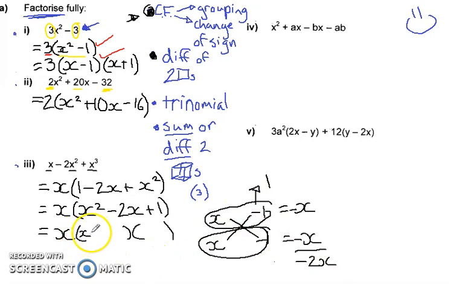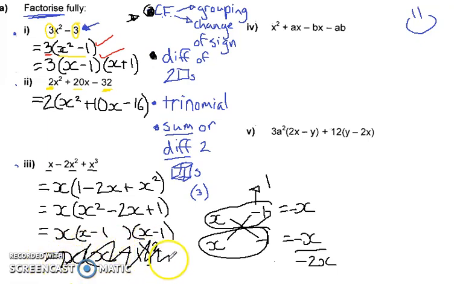So let's put that in. Now, if you wanted to be all fancy, you could take it one step further and say, well, the two brackets are exactly the same. So let's just turn it into a squared bracket. But it's not actually necessary. Over here, we've simplified it already as far as it can go.